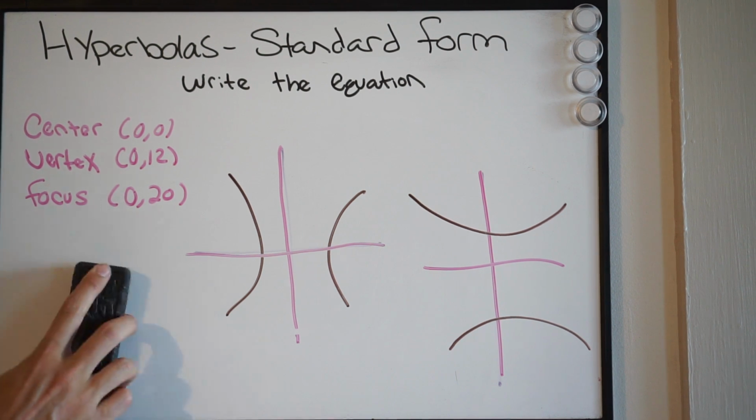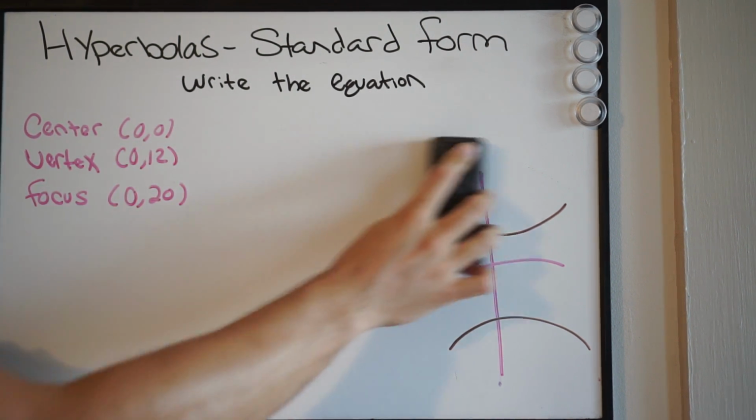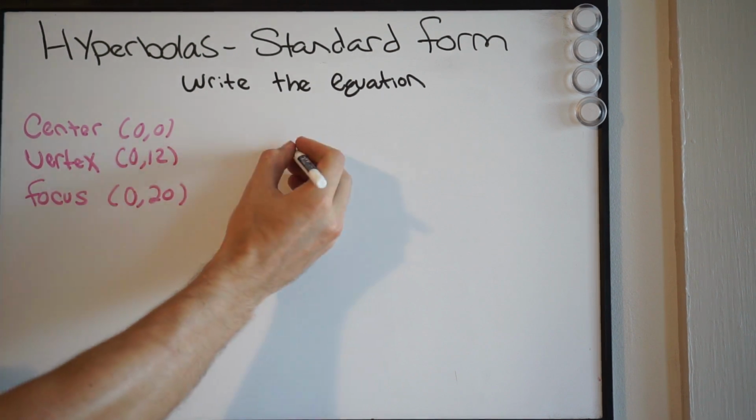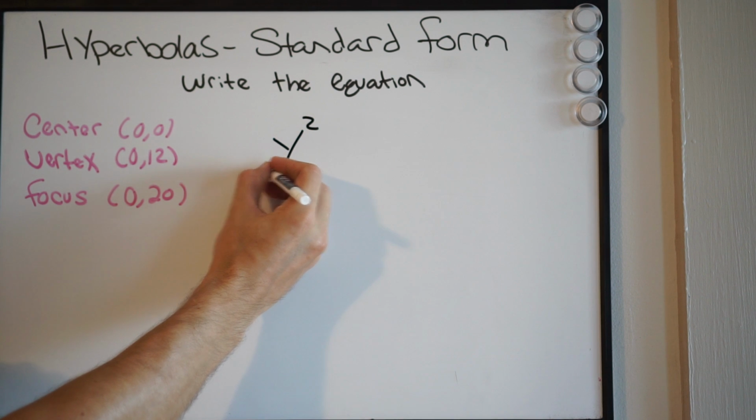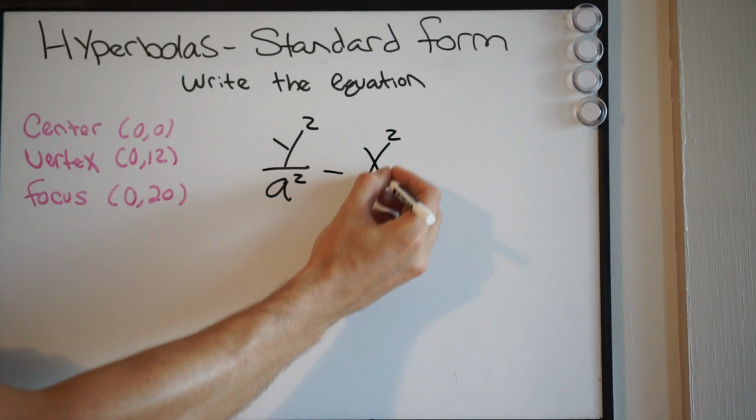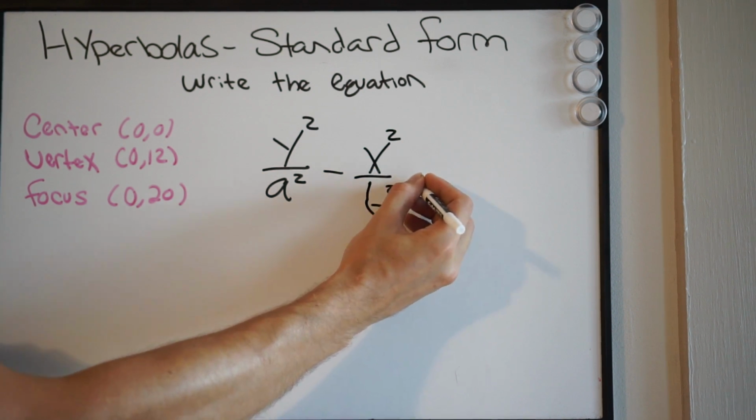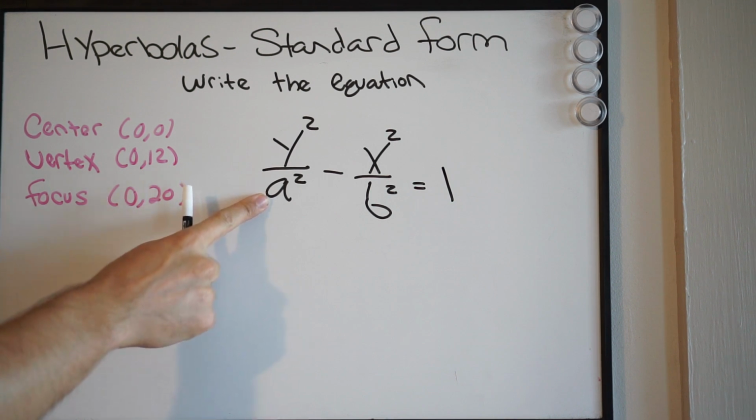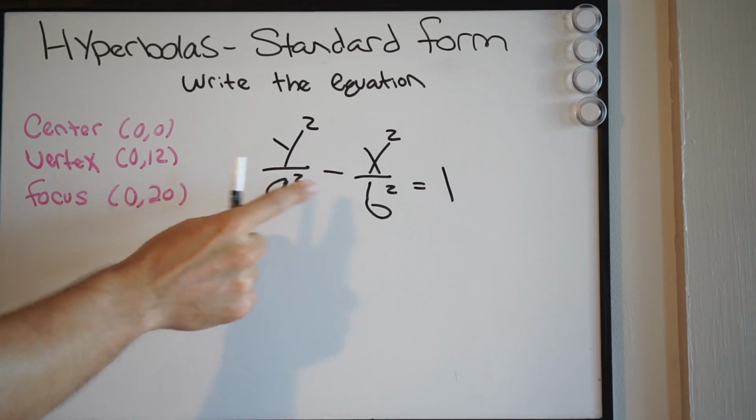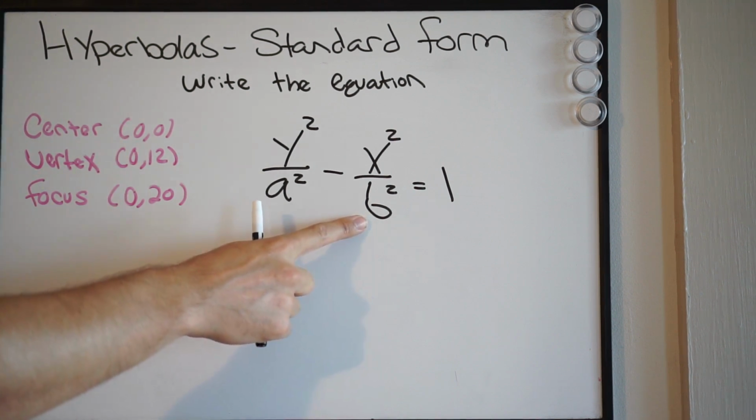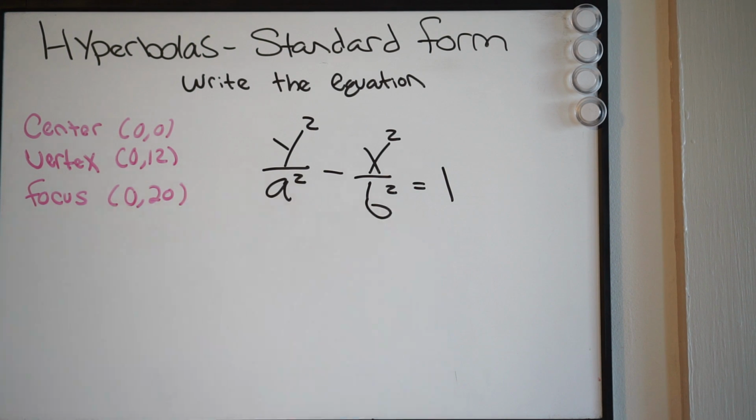So our next step here is to write the equation of a vertical hyperbola, and that's going to be the following. We'll have y squared over a squared minus x squared over b squared equal to 1, where a is talking about your vertices on the transverse axis, and b is talking about your co-vertices on the conjugate axis. In this case, that will be on the x. And we have our focus or foci here.